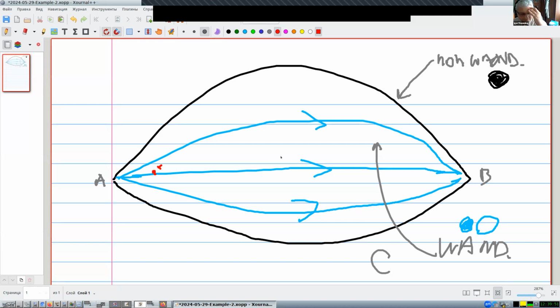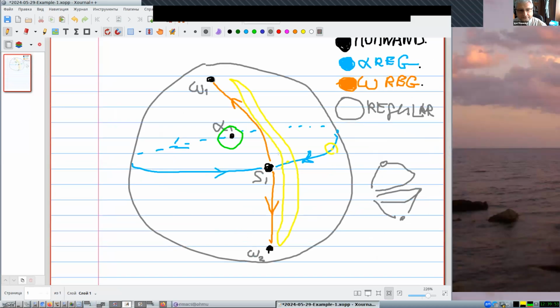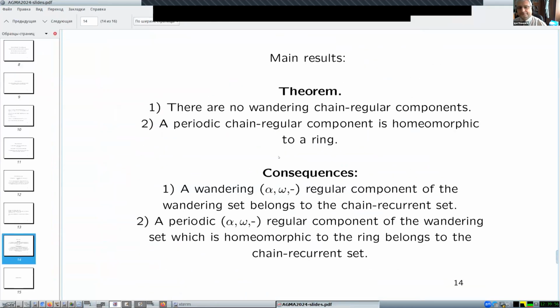And we have a nice result that any wandering regular component of the wandering set is chain recurrent. Any periodic regular component of the wandering set that is not homeomorphic to a ring is also chain recurrent. That's an interesting topological description of chain regular sets.